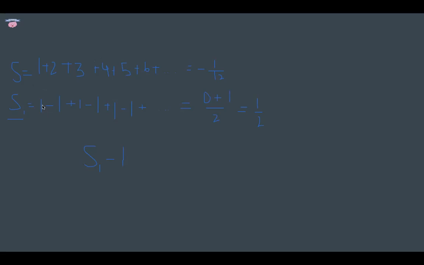S1 minus 1. So if you remove 1 from it, let's just take off the first term because that's 1. That'll be -1 plus 1. Ooh, that's a horrible addition sign. Plus 1 minus 1 plus 1, and so on. Now, this looks a bit familiar, doesn't it?